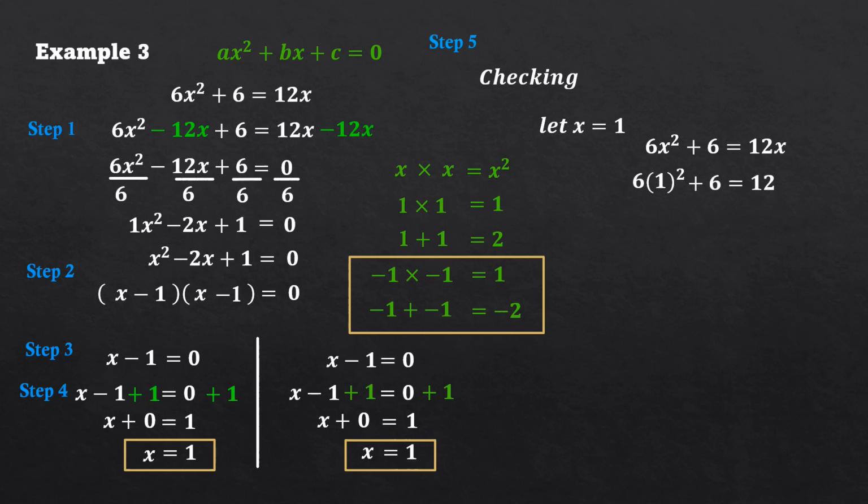So, we have 6 times 1, squared, plus 6 is equal to 12 times 1. Let us simplify. 6 times 1 squared is equal to 6 times 1, which is 6. Plus 6 is equal to 12 times 1, which is 12. 6 plus 6 is equal to 12. Then, 12 is equal to 12. Therefore, 1 is the solution of the given equation.